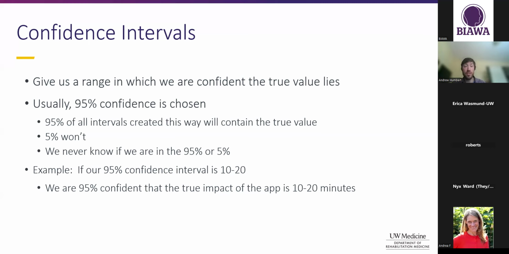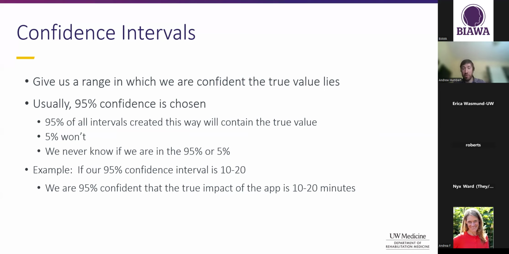If we choose a 95% confidence interval, we create this interval based on our point estimate and our variability such that 95% of intervals created this way will contain the true value, while 5% will not. Now, we never actually know if we're in the 95% or the 5%, so we don't know if we're capturing the true value or not. But 95% of the time, it will contain the true value. So we're 95% confident, not 100%, that the interval will contain that true value.